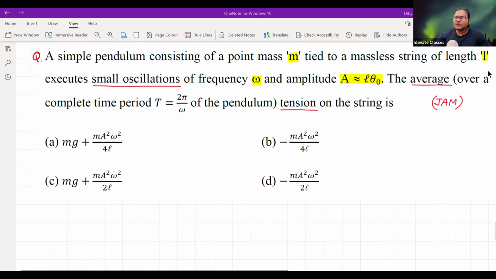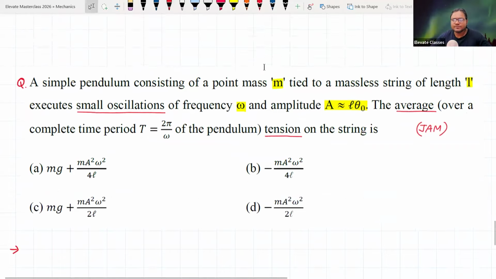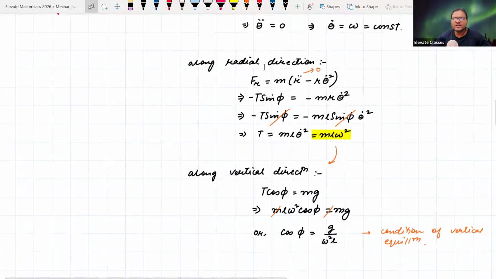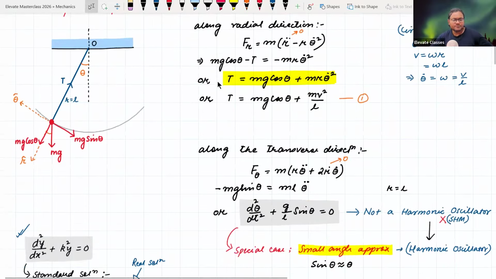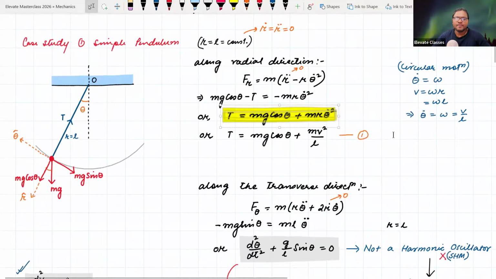Okay, so can I use the expressions I already derived in the very beginning of the class? Shall I use this expression? Will you be able to understand if I just use this expression? Bataiye. Is it okay if I use the tension expression without explaining how we got the tension expression?